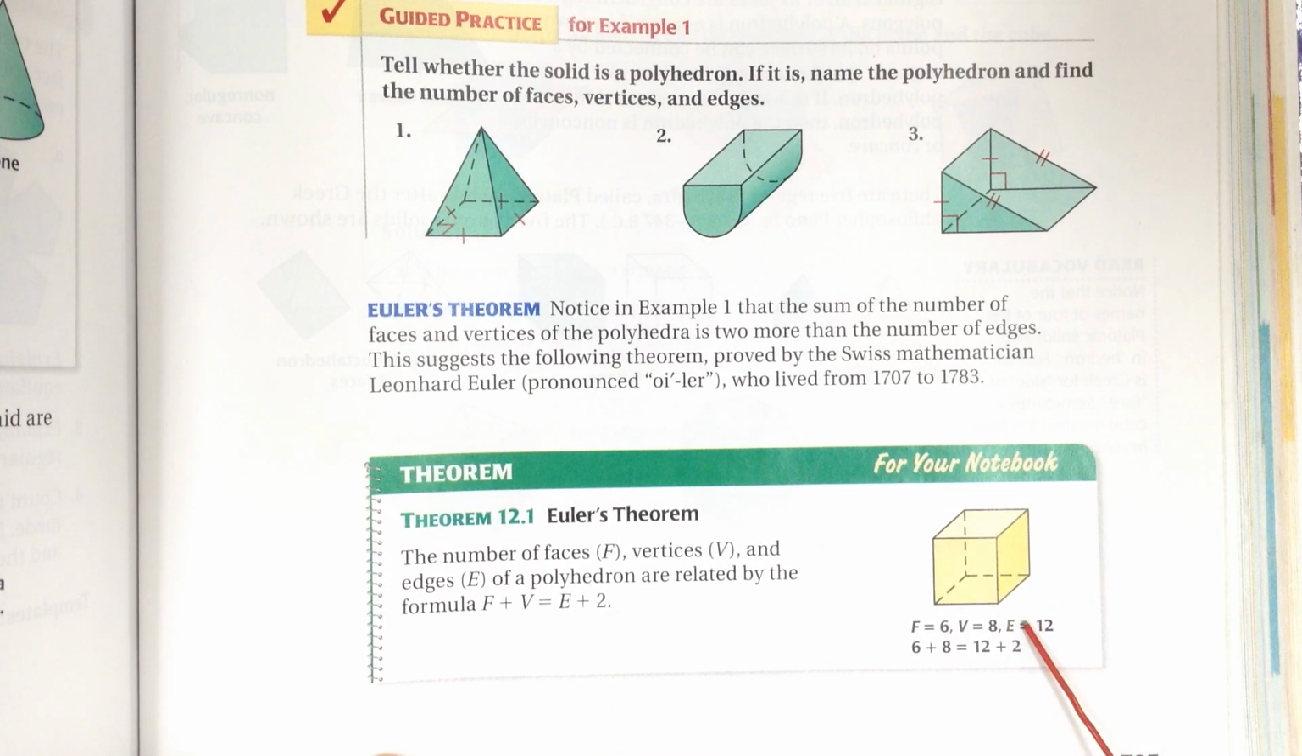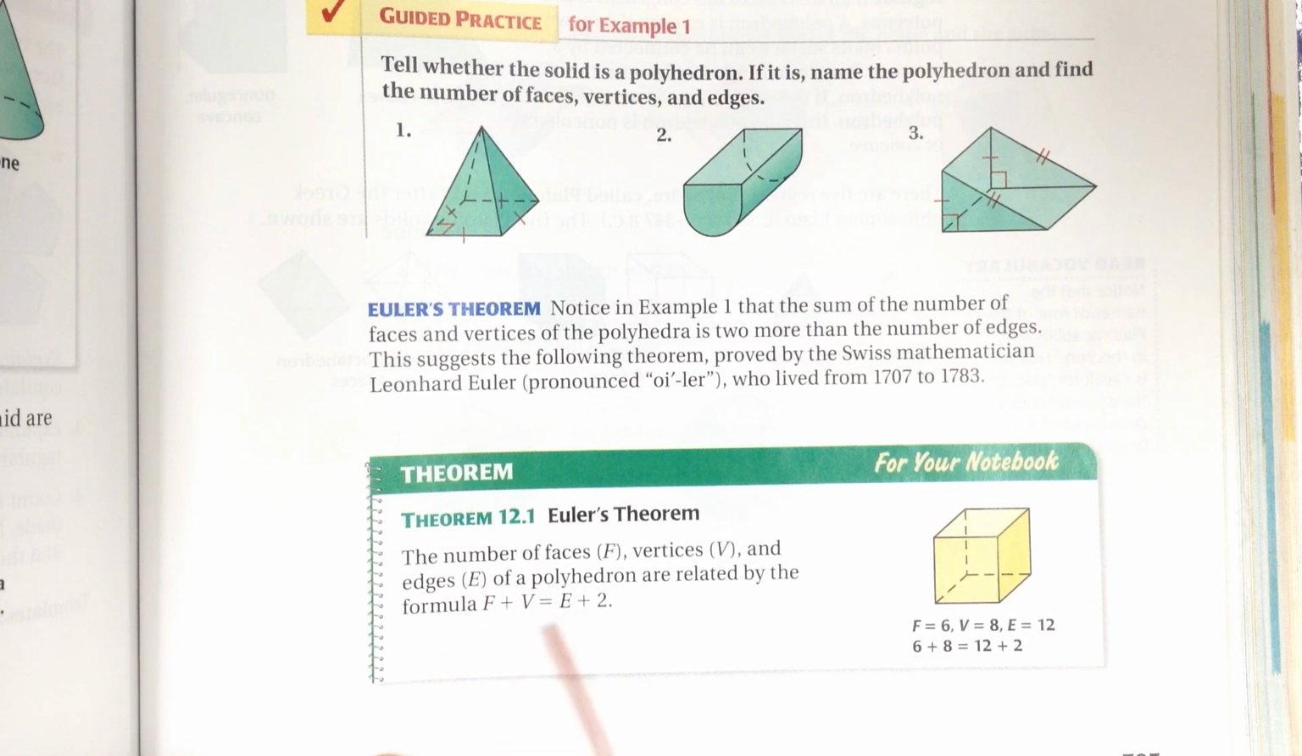Okay, so over here I give the example of a cube. So I have 6 faces, 8 vertices, and 12 edges. So 6 plus 8 equals 12 plus 2. So this is a very important formula, make sure you know it. F plus V equals E plus 2. Okay, now let's go to example 2.